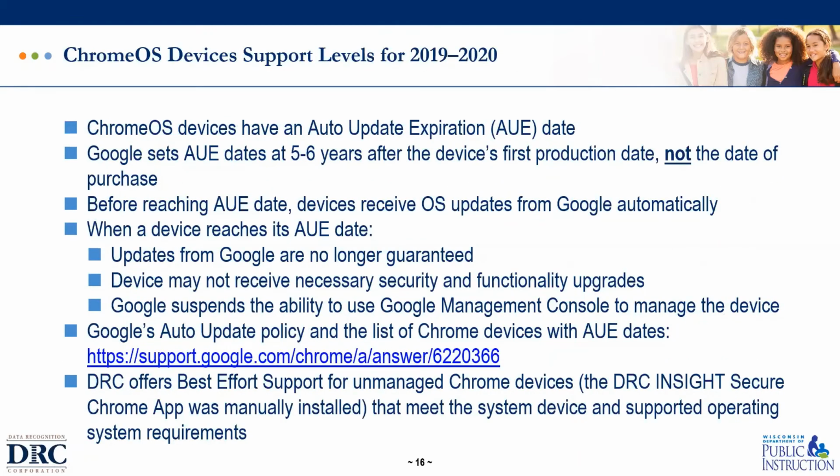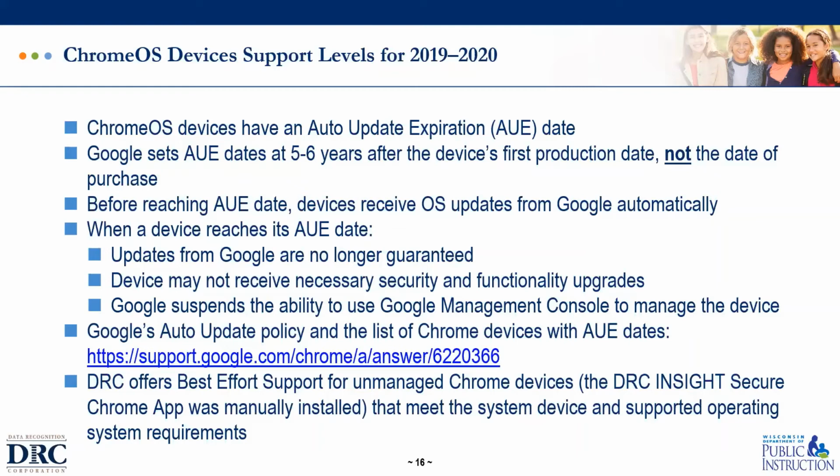Just a little bit more about Chrome devices and Google's policy around that. Every device that runs Chrome OS has an auto update expiration date. That is the date that Google will determine when they will stop supporting automatic updates of the operating system to those devices. And again, that's not the date you purchased it, it's the date that it first hit production.